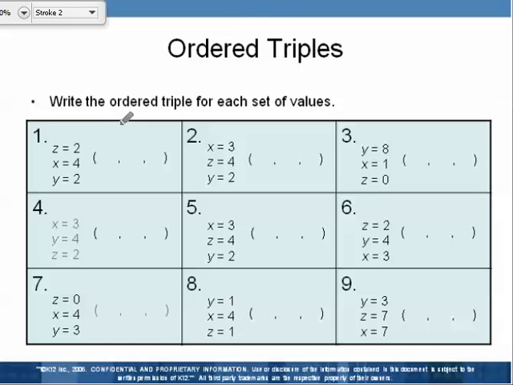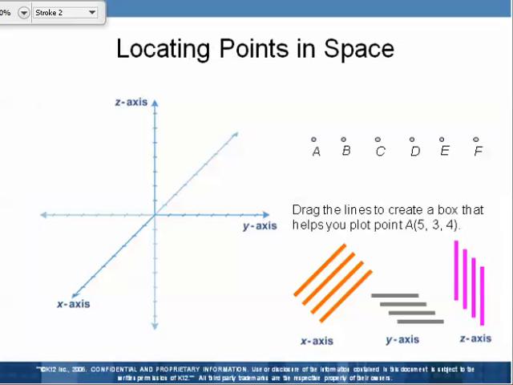So if we're looking at dimensions like this, we're always going to list them as X, Y, and then Z. Here we have X 2, Y 4, Z 0. Then X 3, Y 2, Z 4. Next one, X 3, Y 2, Z 4. I'll leave the rest of these, we'll look at them later on.